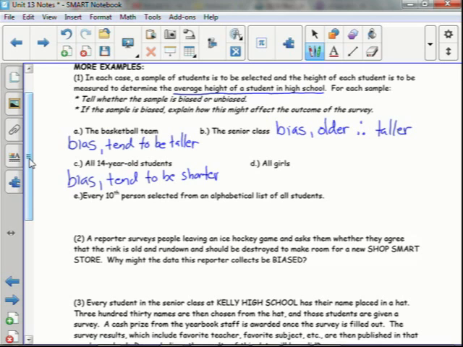All girls. Well, that also has bias because girls tend to be shorter than guys on average. So if we're trying to get the average height of a student in high school, we don't want just the girls. Every 10th person selected from an alphabetical list of students, that to me sounds like an unbiased sample. Okay, it's random. It pulls from all the students, so you're going to have all the grade levels, and you could get a good idea of what that would look like for them.